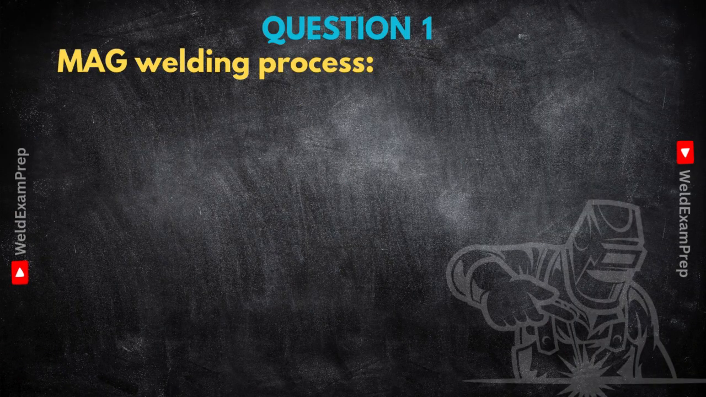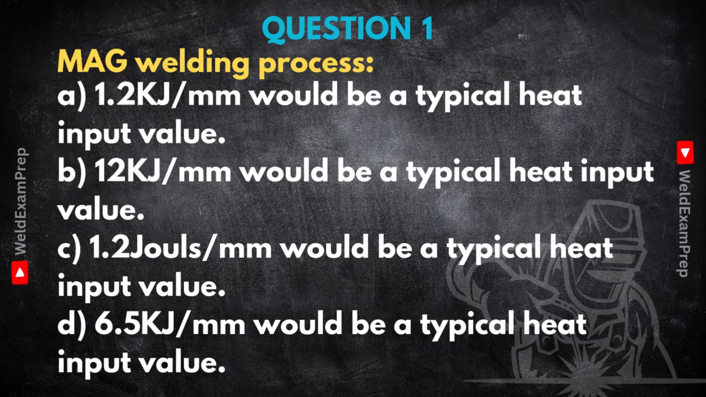Here we go. MAG welding process. Which of the following would be a typical heat input value? Your options are A, 1.2 kJ/mm, B, 12 kJ/mm, C, 1.2 J/mm, and D, 6.5 kJ/mm. This one gets right to a core concept. What are your thoughts? Why is heat input so critical here?